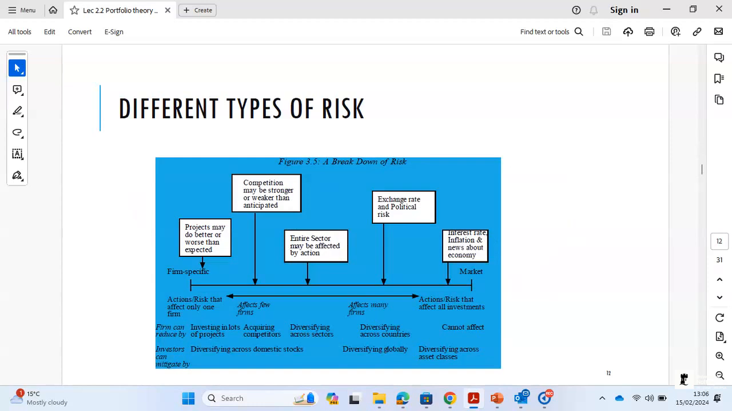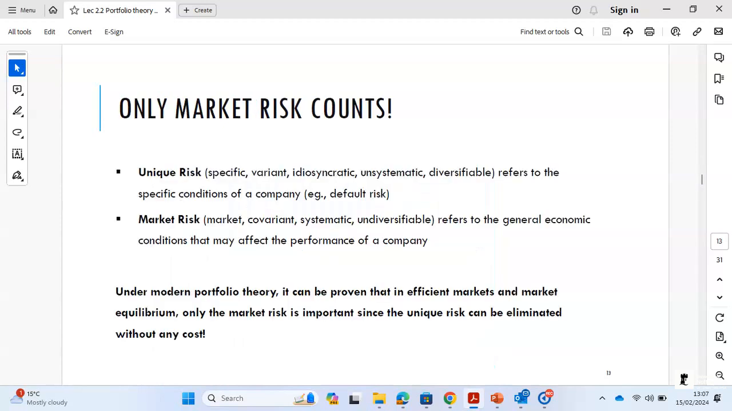Okay, so this is another slide that shows different types of risk. When you're thinking about creating a portfolio, what do you need to pay attention to? You need to pay attention to firm-specific risk, because that is something that you can manage, not the systematic component. So you should look at firm-specific factors, because that is the component of risk that you can reduce through diversification. Okay, good.